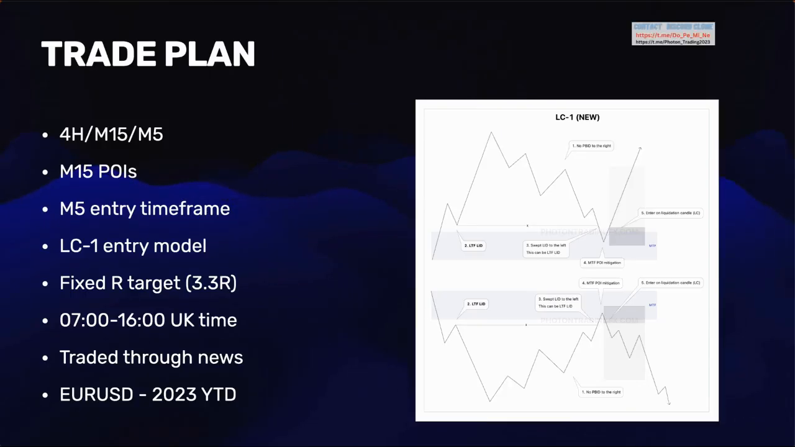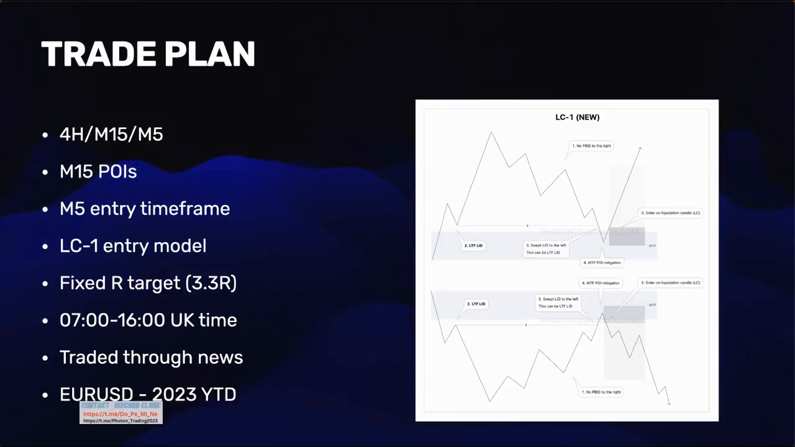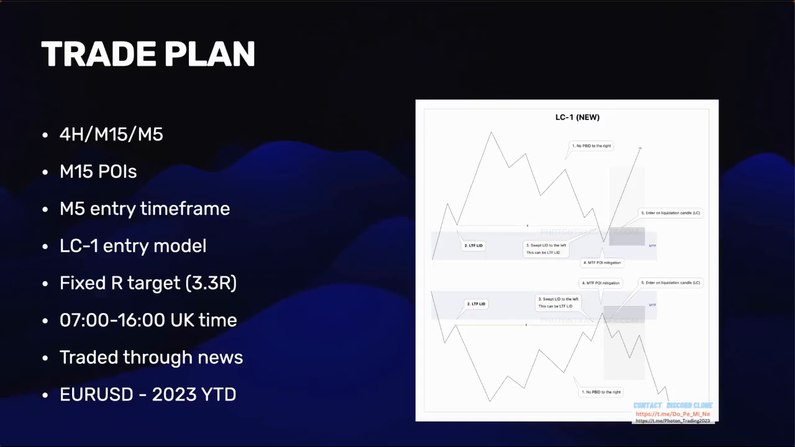Fixed R target, similar to LC2A, as I did the back test, I just used a spreadsheet to show me what the most optimal target is, giving us that fixed R target of 3.3R. So in reality, in the live market, that's a crude way of trying to give us a net 3R when we take into account commissions that will get charged on a live account. This time I only tested between 7 a.m. UK time and 4 p.m. So I did an hour less because there weren't really that many trades, and the strike rate was a lot lower after 4 p.m.